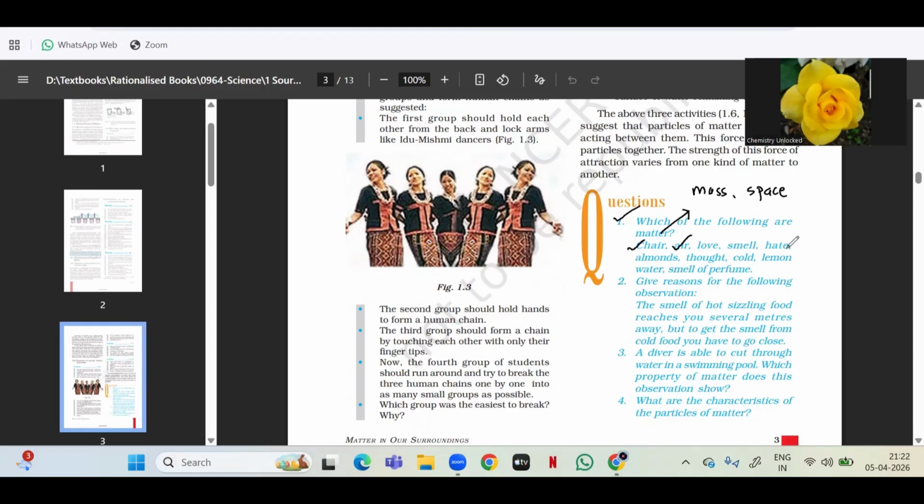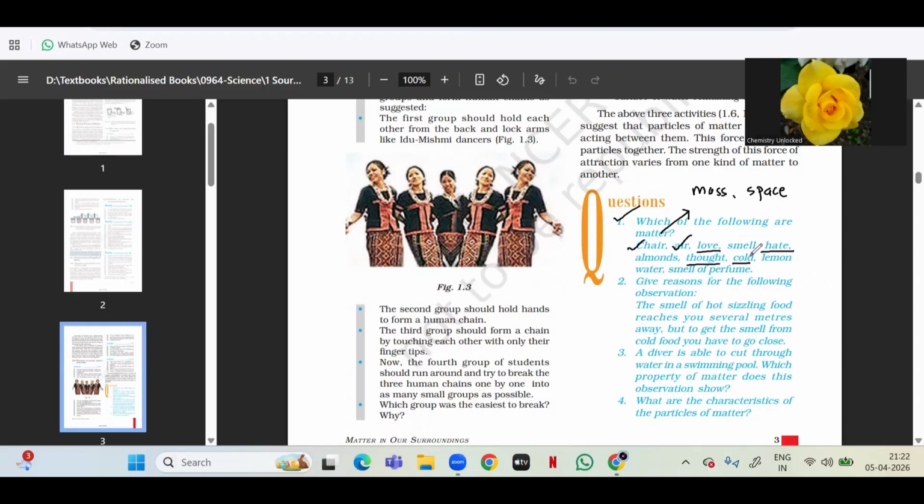Love, hate, and thought, and cold, these are feelings. So feelings and energy, these types of things, don't have any mass. Yes, they weigh upon us. Like if we are sad, it weighs upon us, but sadness does not come in the category of matter. It does not have mass and space. So these are not matter.